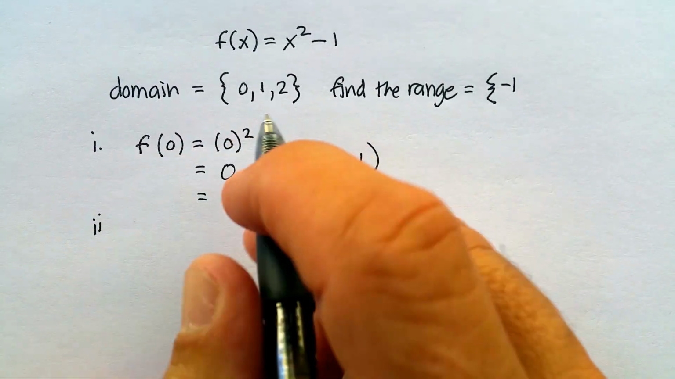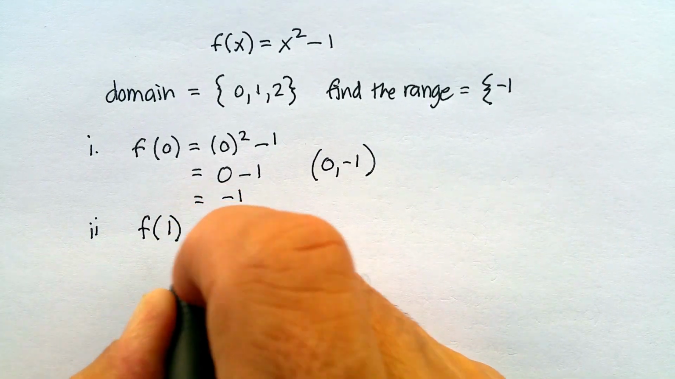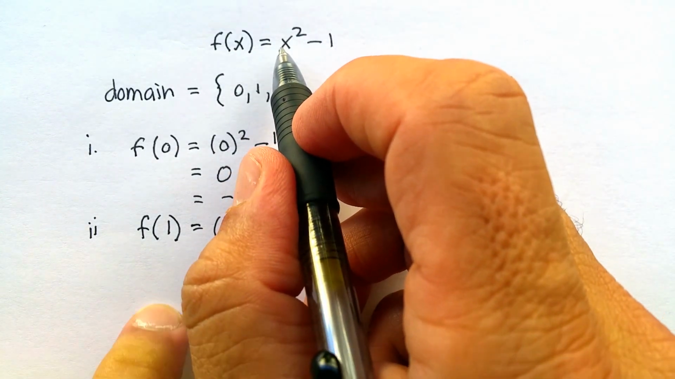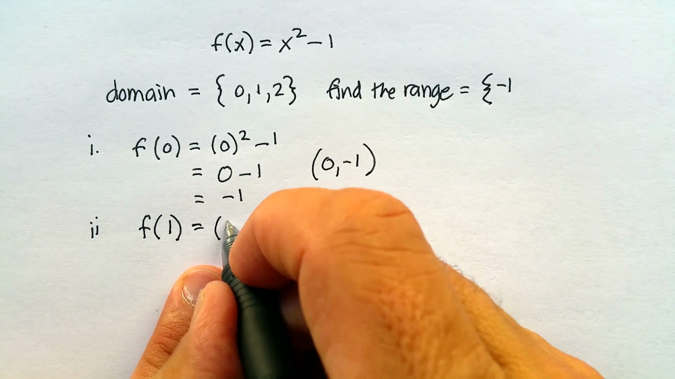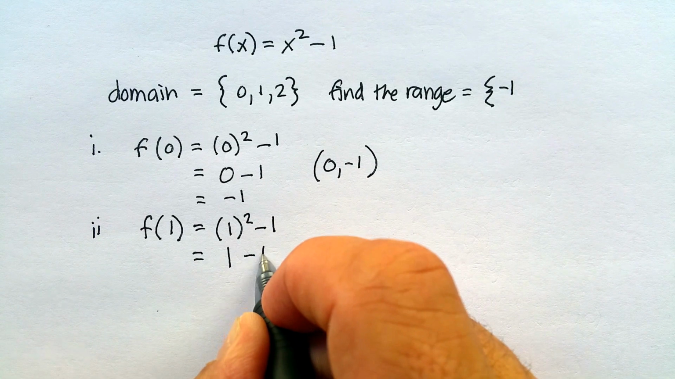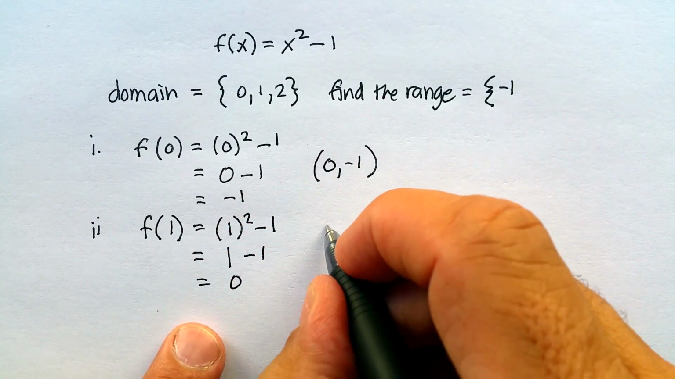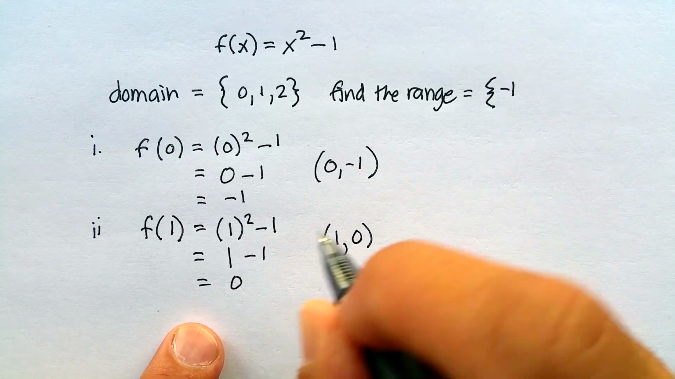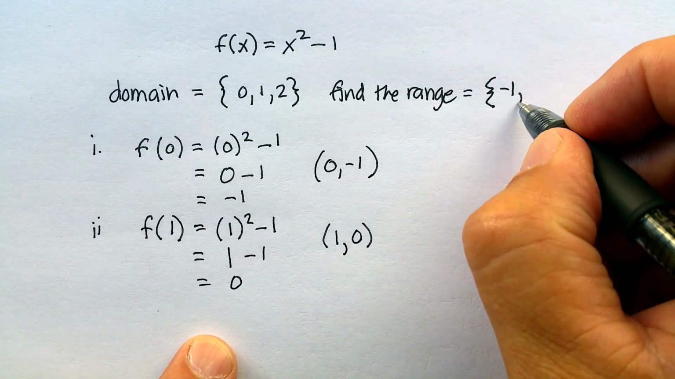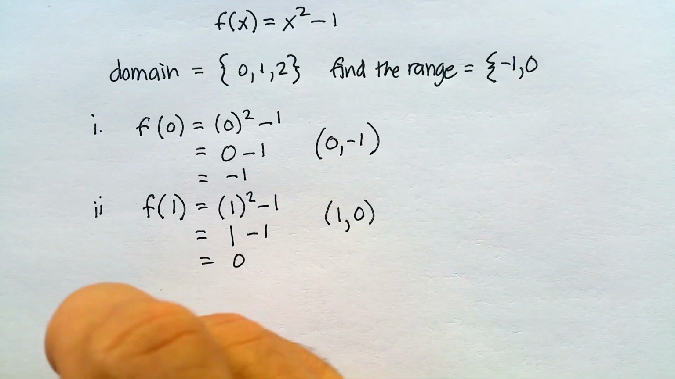Let's do it for the second number in my domain. I would say it's f of 1. Remember, where I see x, replace it with 1. 1 squared minus 1. Solve this, you get 1 minus 1. Get 0, my ordered pair is 1, 0, because if x is 1, my y is going to be 0. So now my second number in my range is 0. Let's do the third one.